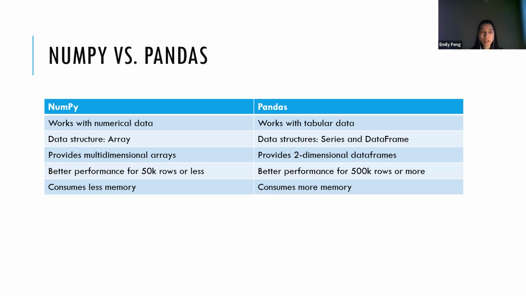And then NumPy has better performance for 50,000 rows or less. So if you have smaller data, you might want to choose to use NumPy arrays. And then Pandas has better performance for 500,000 rows or more. So definitely if you have a large data set, you will want to use Pandas. And lastly, between the two, NumPy consumes less memory. As I said earlier, it's very memory efficient, and Pandas consumes a bit more memory.